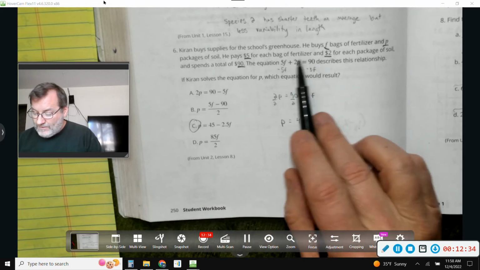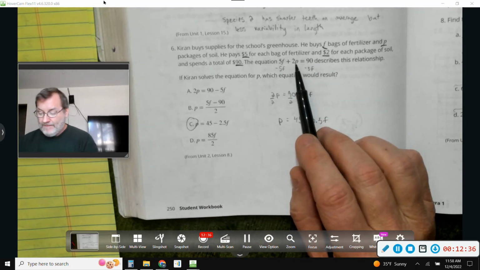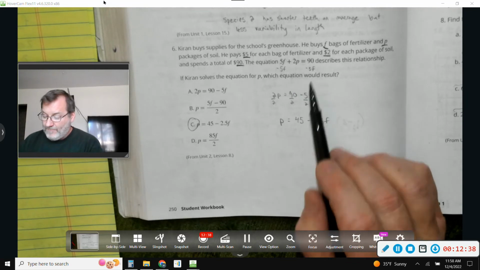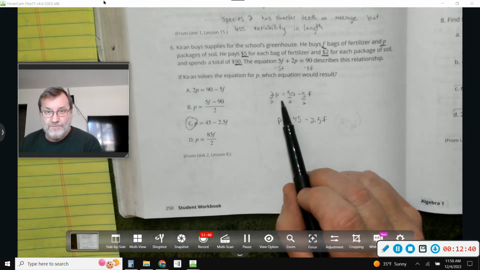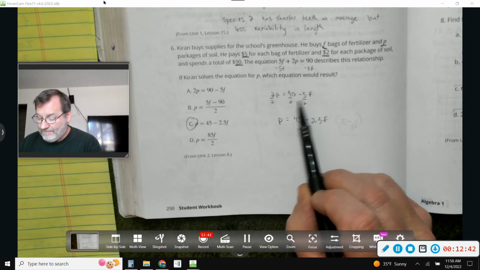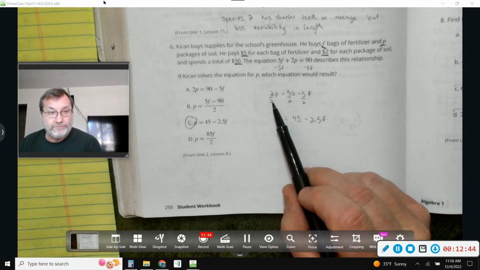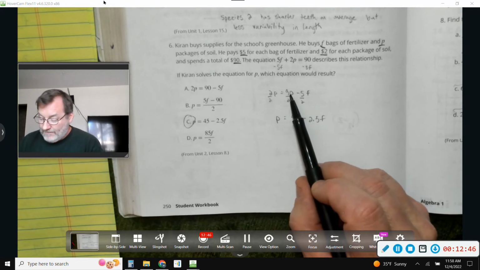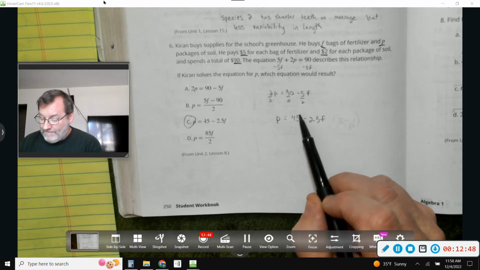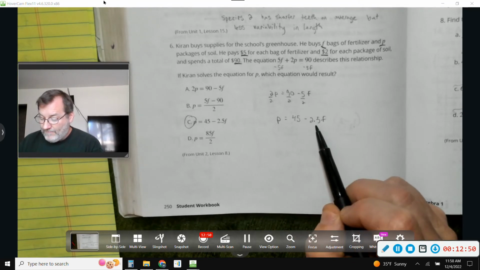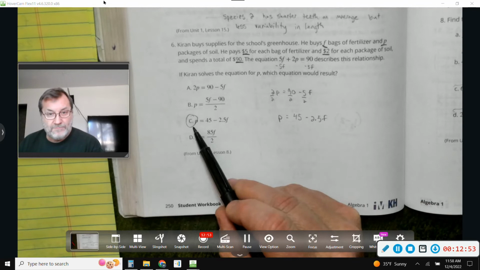So we're going to take this equation, and we have to solve for P. We have to subtract 5F from both sides. So you'll have 2P equals 90 minus 5F. And then divide both sides by 2, the coefficient of the unknown. So 90 divided by 2 is 45, and 5 divided by 2 is just 2.5. So that would be Charlie.